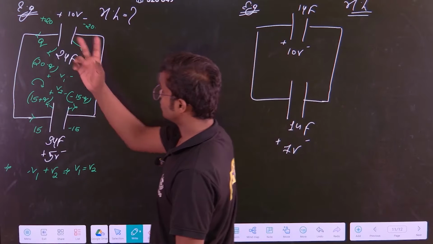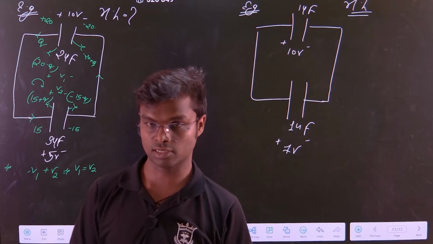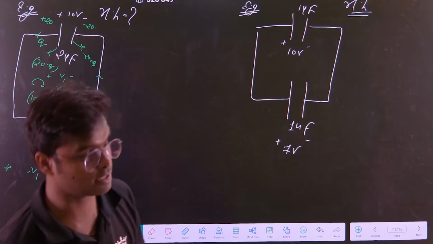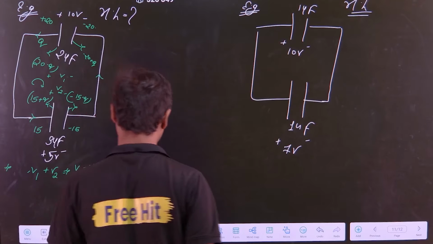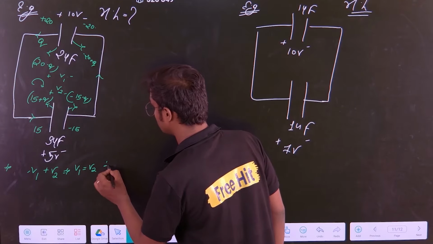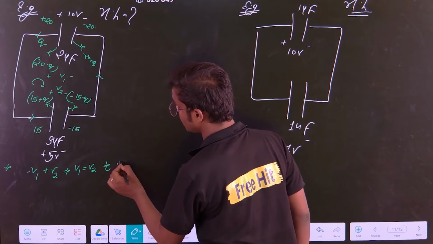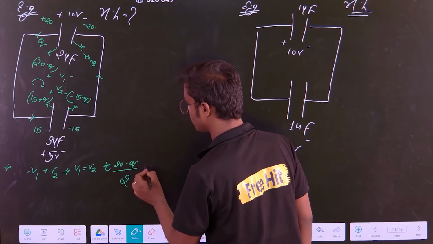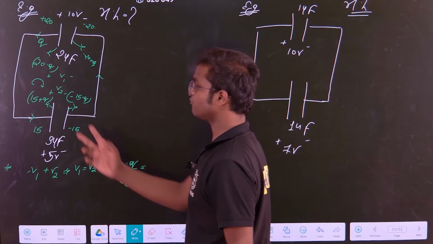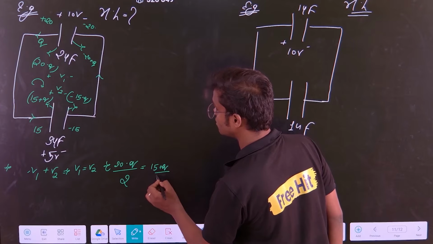What is v1? I told you what is v1. v1 is the potential across the capacitor, and what is a potential? That is q by c. What is q? Q is the charge on the positive plate, that I have told you, if you remember. So v1 will be 20 minus q divided by c. What is c? That is 2 microfarad. And what is v2? v2 will be 15 plus q divided by 3.